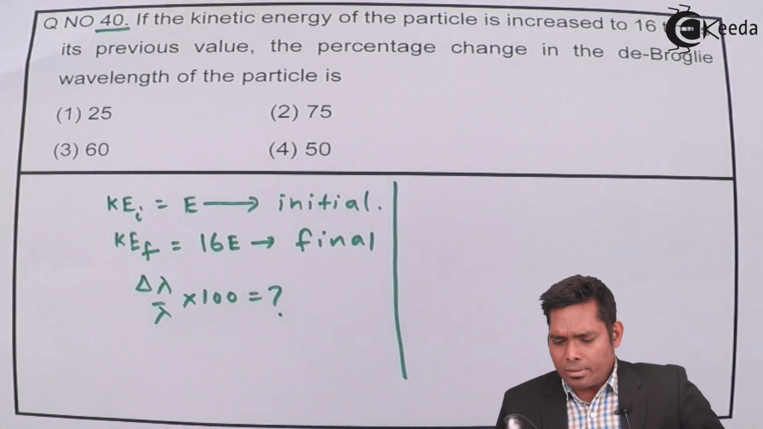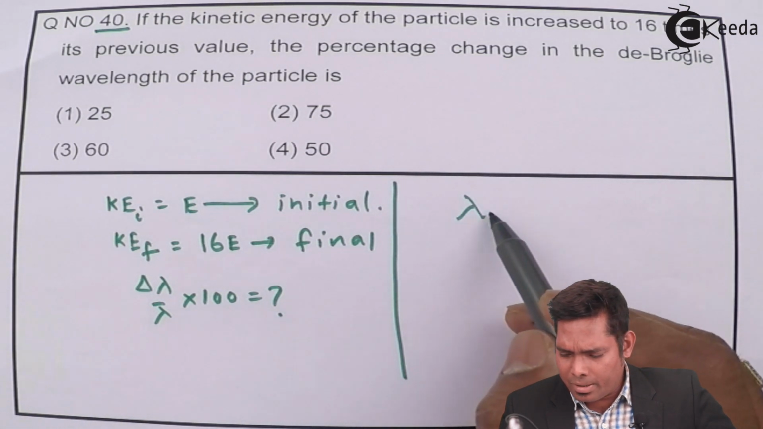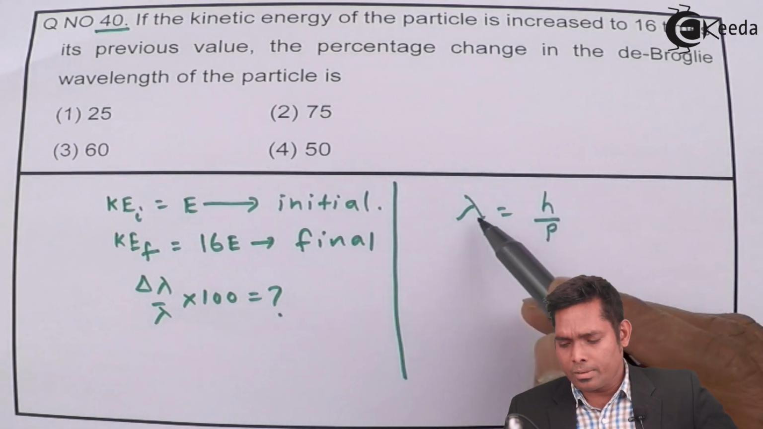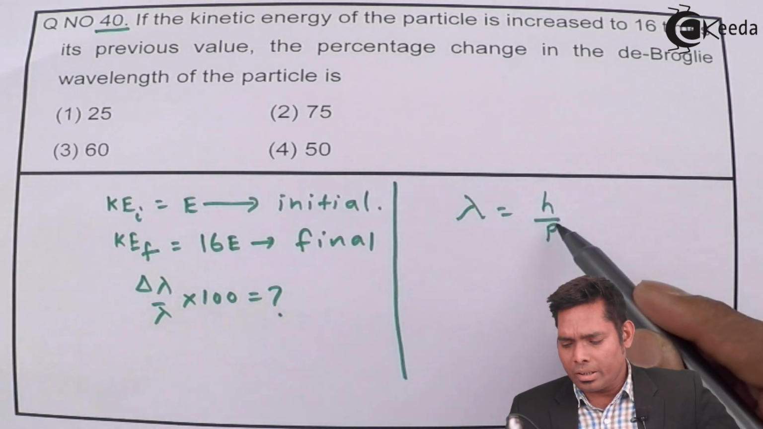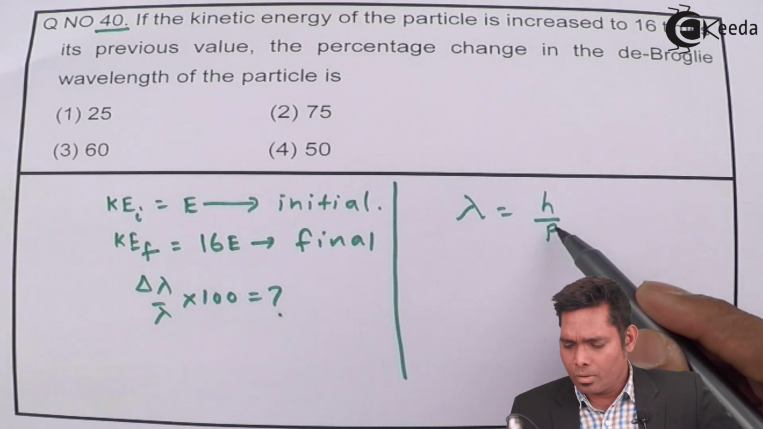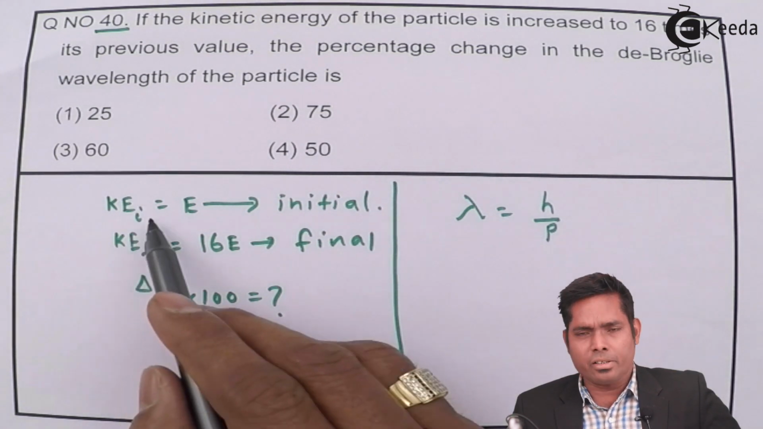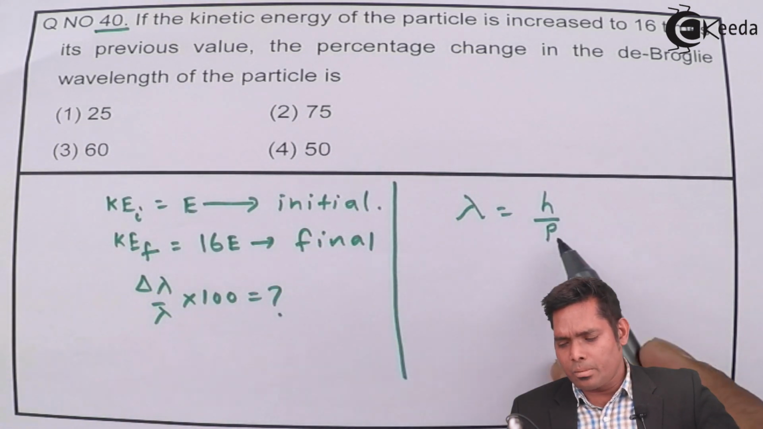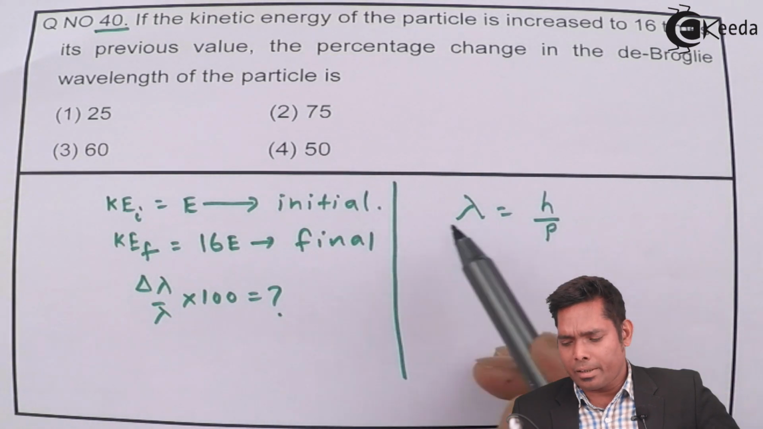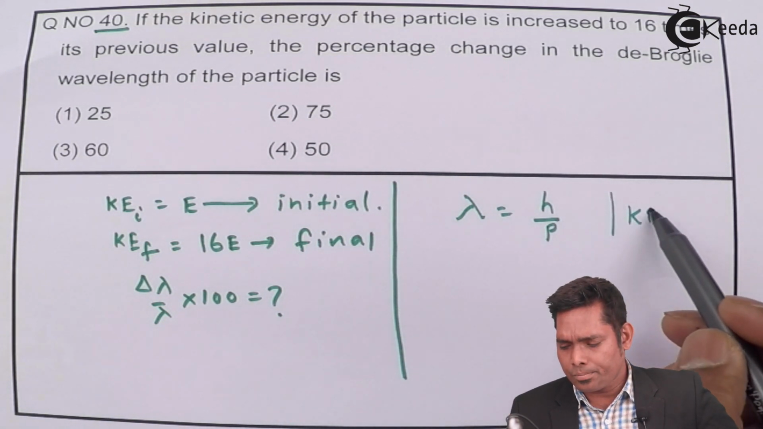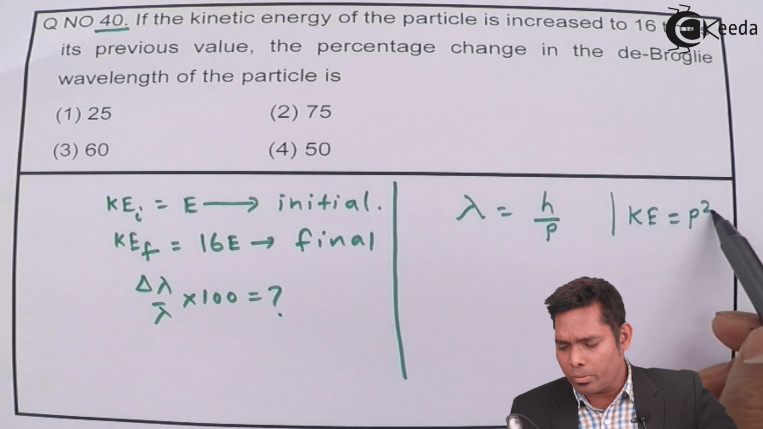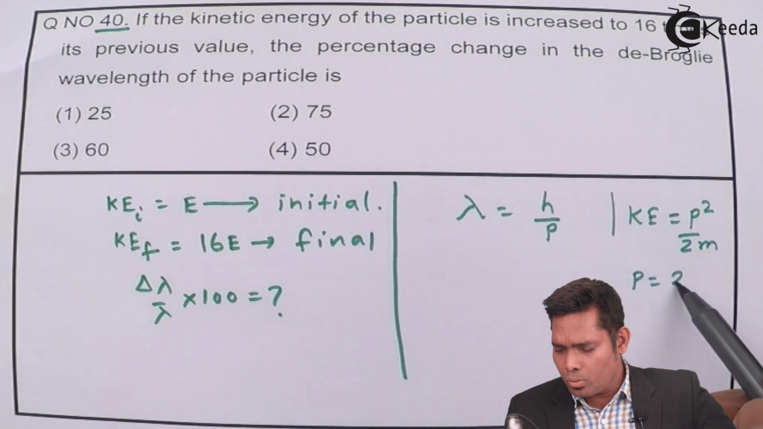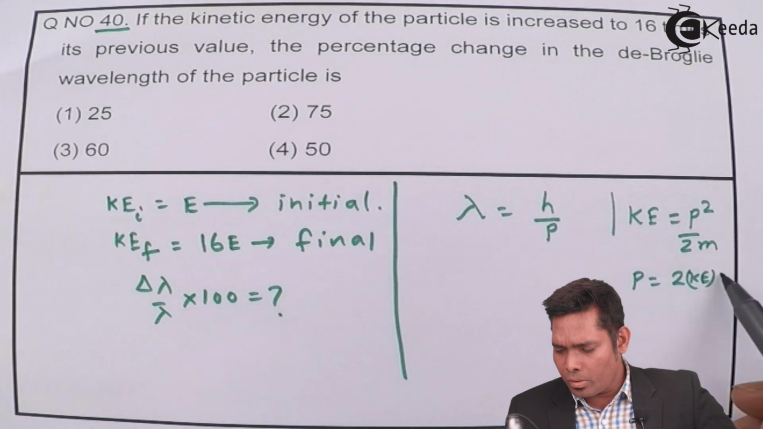Now what is de Broglie wavelength? The de Broglie wavelength lambda is h by p. This is de Broglie's wavelength. H is Planck's constant and p is the momentum of the particle. But this is not given, kinetic energy is given. So we have to relate this kinetic energy and momentum. We replace this by kinetic energy. We know that kinetic energy equals p square by 2m. So p can be written as square root of 2 times kinetic energy into m.